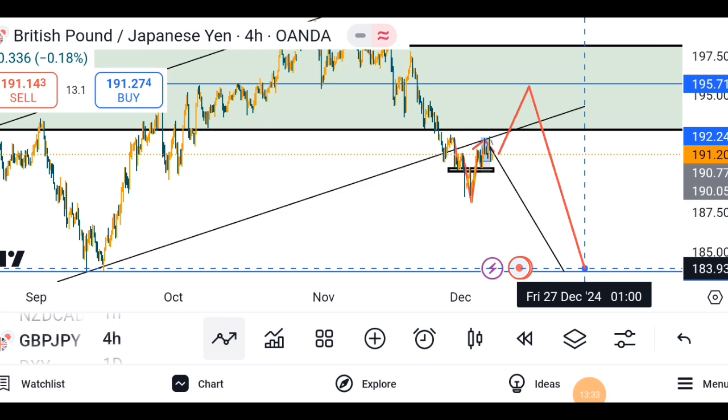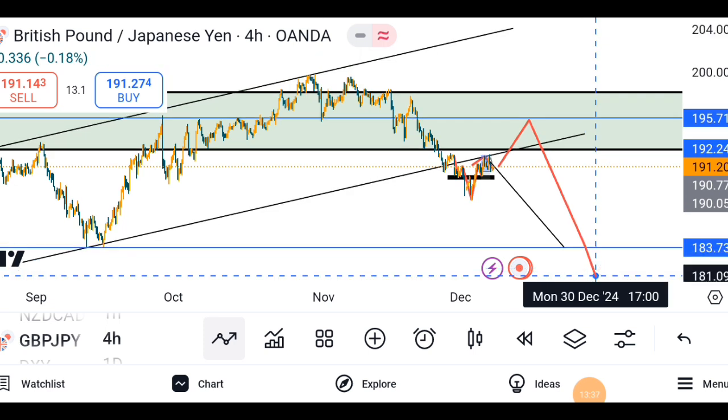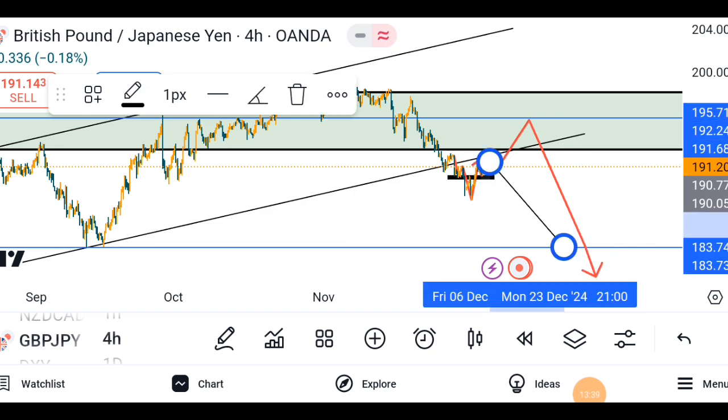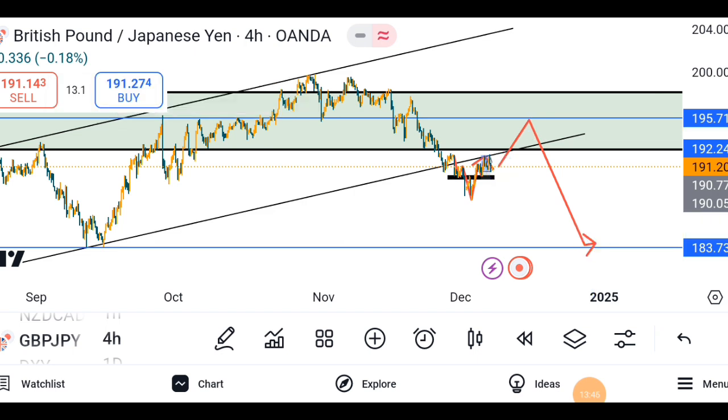So guys, that's my own honest opinion about this GBPJPY. What do you think about it? Do you think it will buy or sell? Comment down below, and let's see what the pair will bring us at the end of the day.